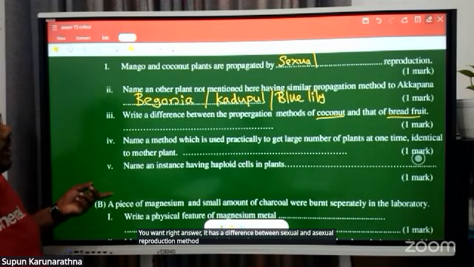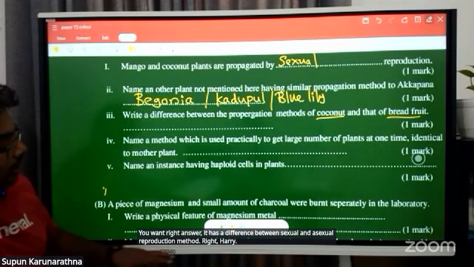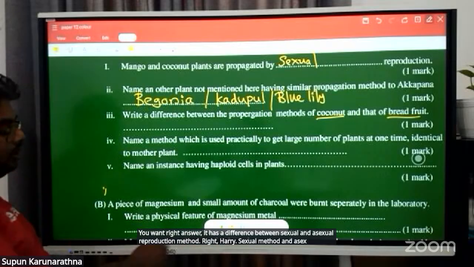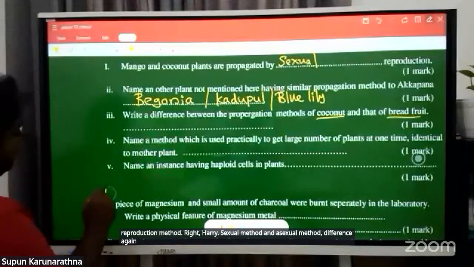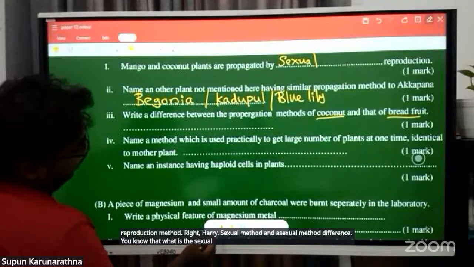Right. Hari. ඒකට උත්තරේ ගන්න. Sexual method and asexual method difference එක ගන්න. එතකොට you know what sexual reproduction and asexual reproduction are, no?